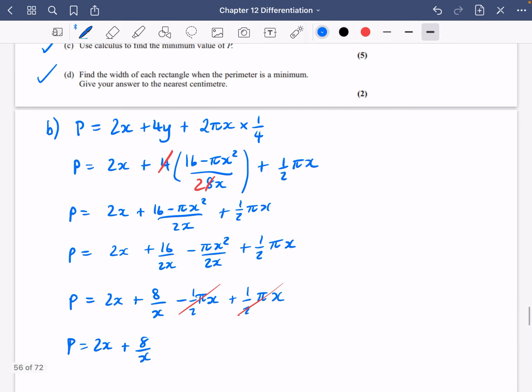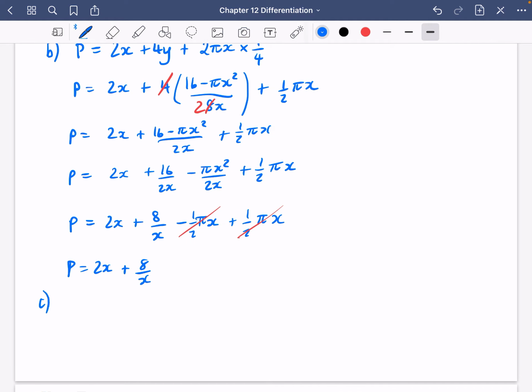So we're going to find the minimum value of p by using calculus. That means I'm going to differentiate it. I'm going to do dp by dx. It's just going to go to 2. Well, maybe I'll quickly rewrite this. So I have plus 8x to the minus 1. So the 2x is going to become a 2. That minus 1 power is going to make it become minus 8.